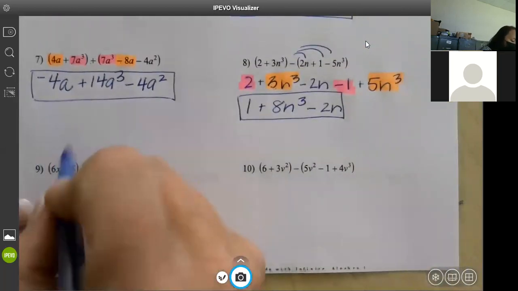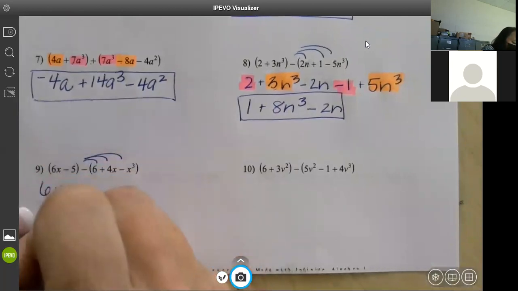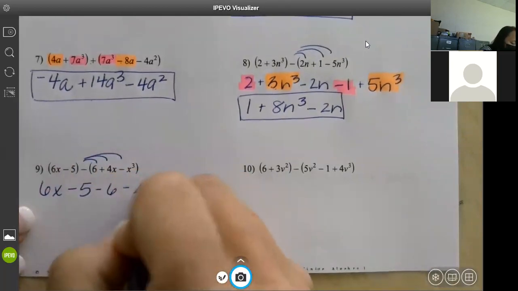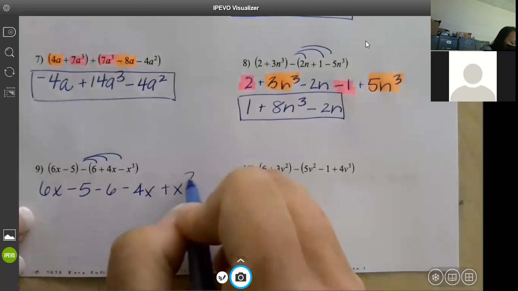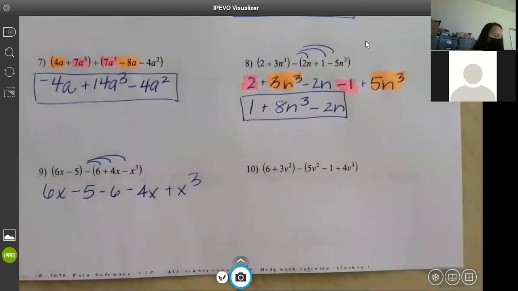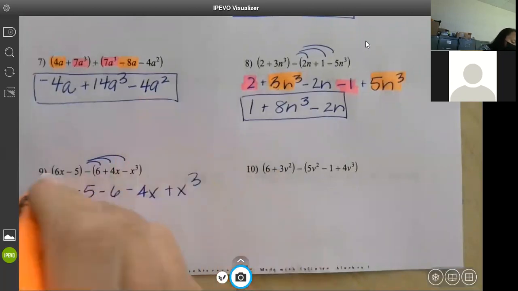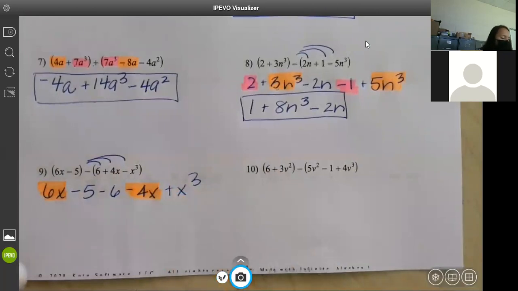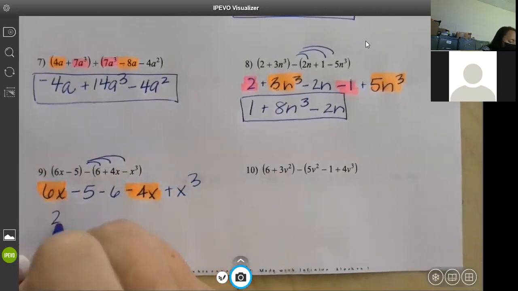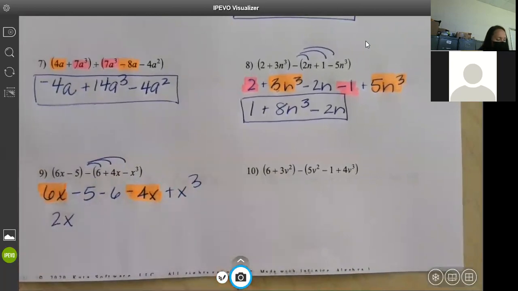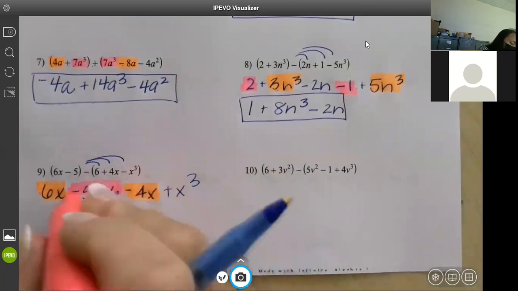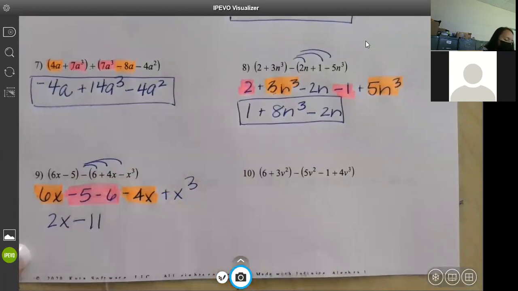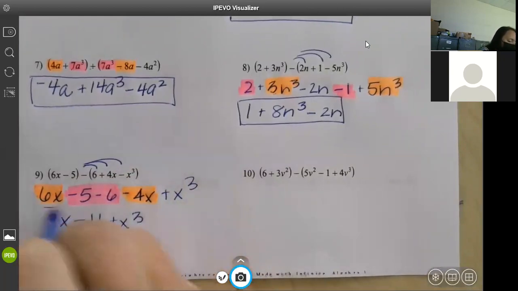Number 9, same thing. We're going to write the first, 6x minus 5. And then change all the back. -6, -4x, but a +x cubed. We have a 6 with 1x and a -4 with just 1x. 6 minus 4 is 2, and x is what made them alike. We have a -5 minus 6. When we add those, we get -11. And then we just have a plus x cubed on the end.